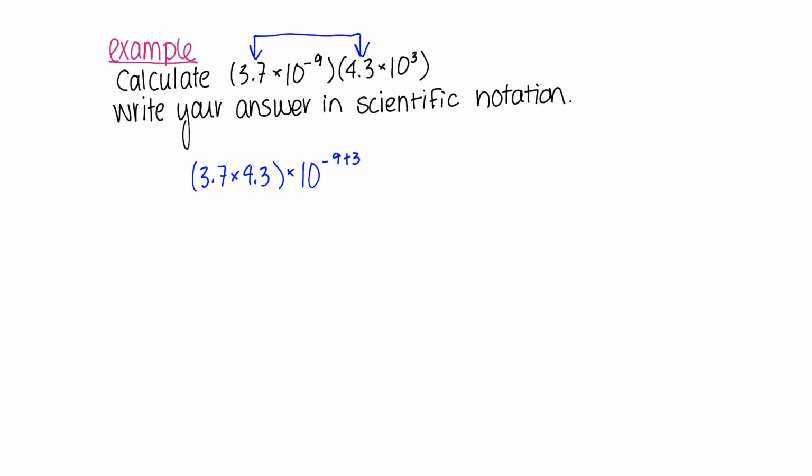So 3.7 times 4.3 is 15.91. Negative 9 plus 3 is negative 6. Once again, we're in a situation where this number here is too big. We need to make him smaller. If we make him smaller, we make the exponent bigger by 1. Our new number is 1.591 times 10 to the negative 5th.